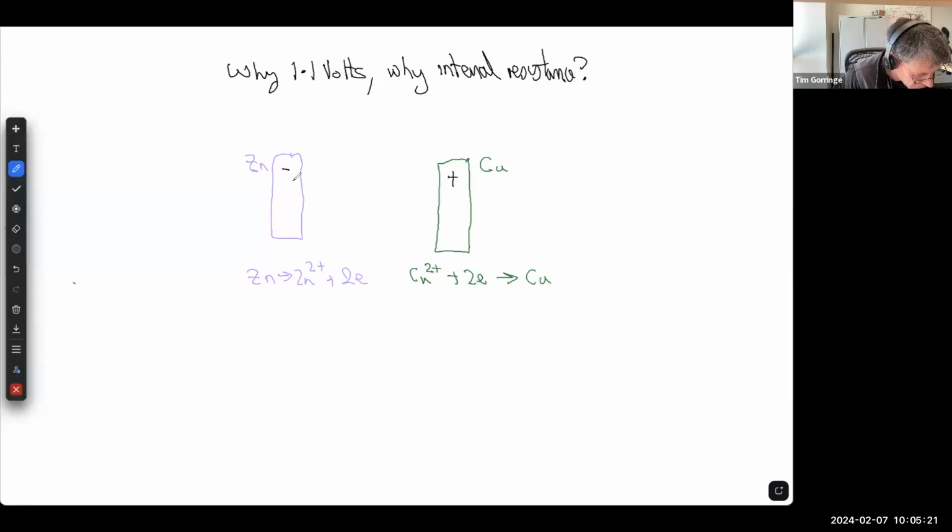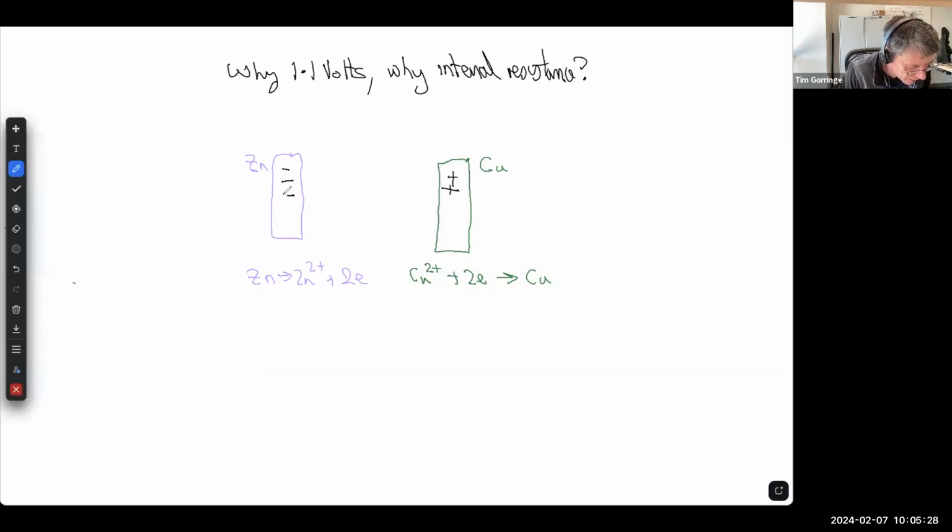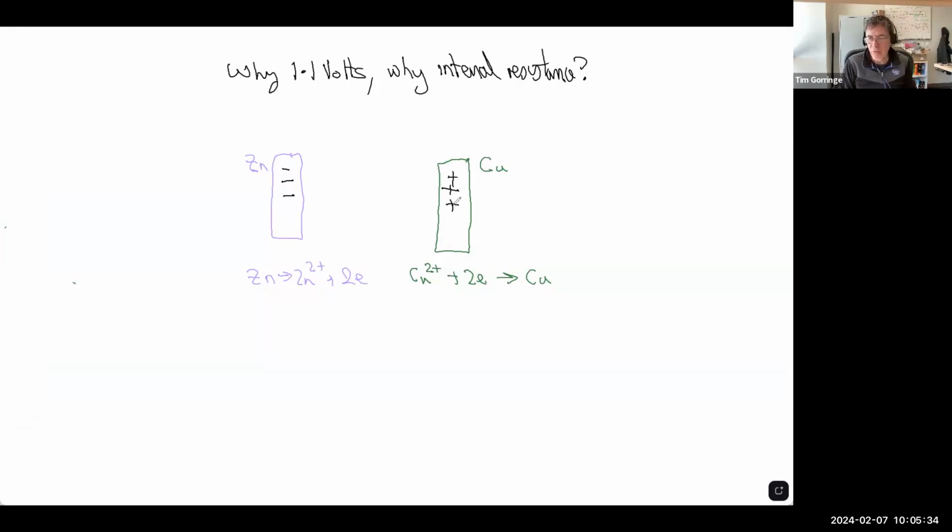As the next reaction goes ahead, we get more negative charge on the zinc, more positive charge on the copper, and the next reaction goes ahead. We start to build up the charges on the left-hand and right-hand electrodes. And as we add more and more electrons on the zinc electrode, add more and more positive charge on the copper electrode, that potential hill between the two electrodes is going to climb and climb and climb.